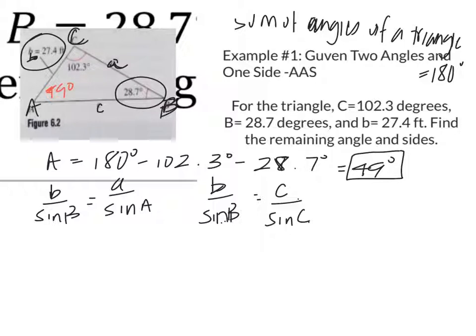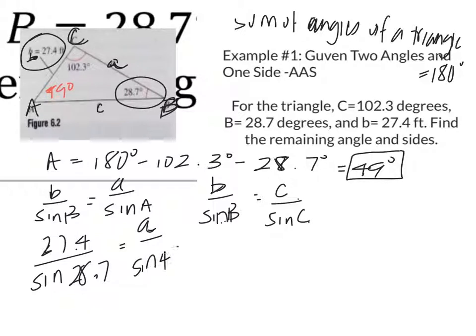All right. So if I set that up, that would be 27.4 as my side over sine of 28.7 equal to little a, which I don't know, over sine of 49, which we found using our math. Okay. To find a, we're just going to cross multiply.